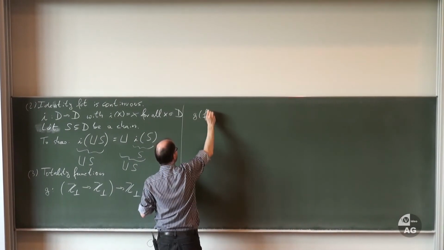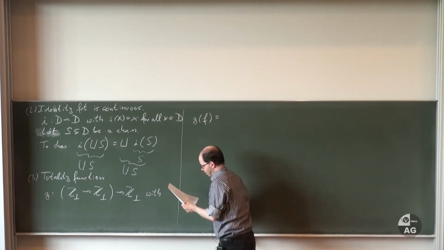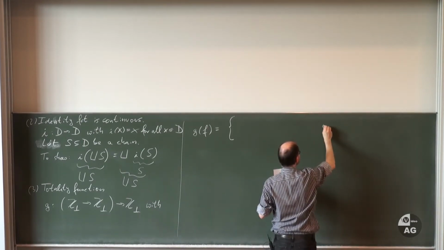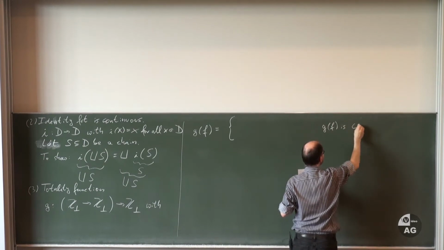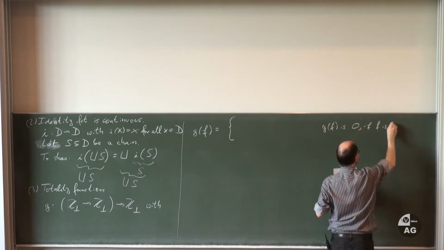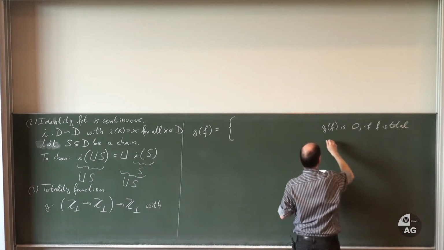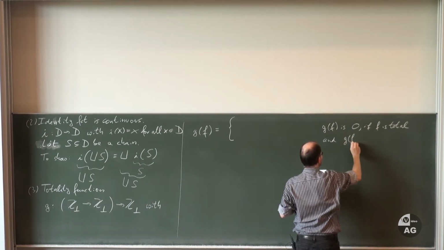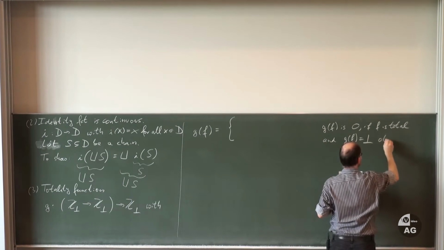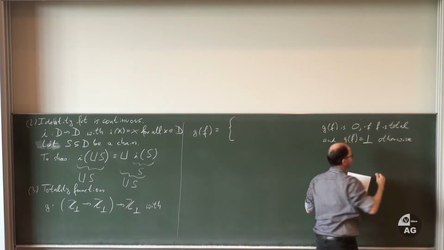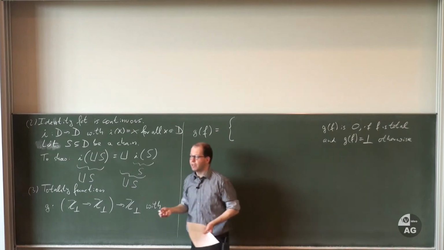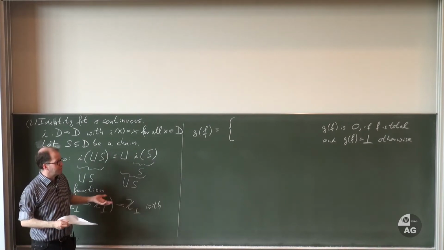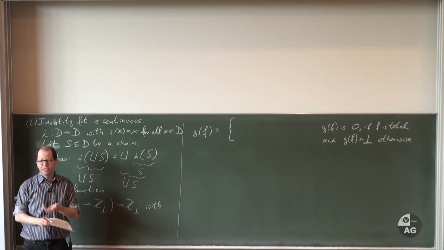So G takes a function f as input, and it checks whether f is total. G of f is 0 if f is total, and otherwise G of f is bottom. So we don't require G to be defined everywhere. It's okay for G not to terminate, but it has to check whether f is total, and if f is total, it should find this out and terminate and return this result to us.